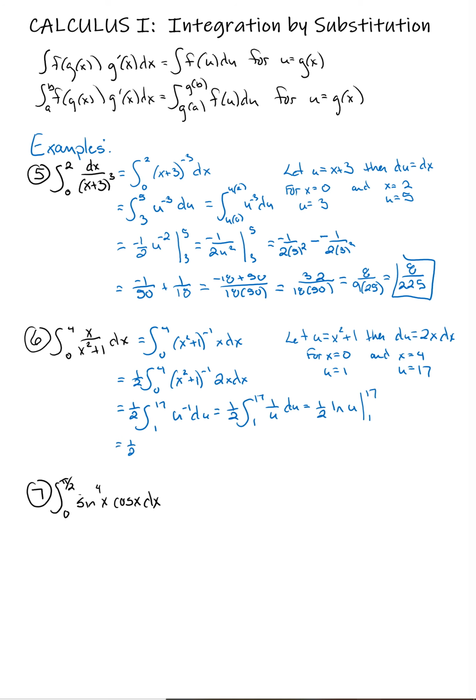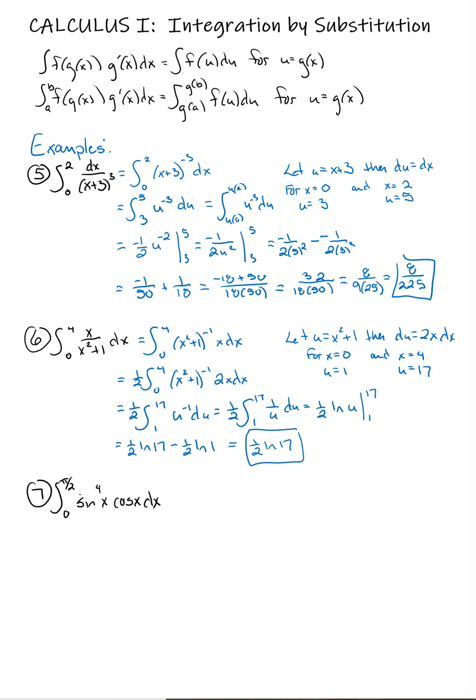So that is 1/2 times the natural log of 17 minus 1/2 times the natural log of 1. Okay, I can work with that one. Natural log of 1 is 0. So that just gives us 1/2 times the natural log of 17. That wasn't so bad.